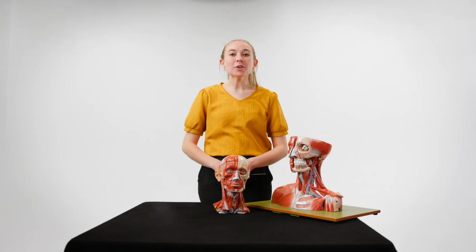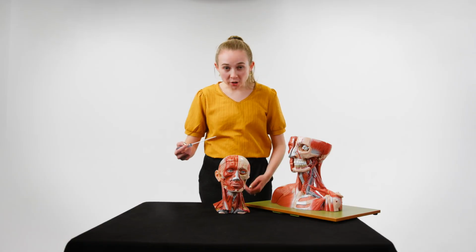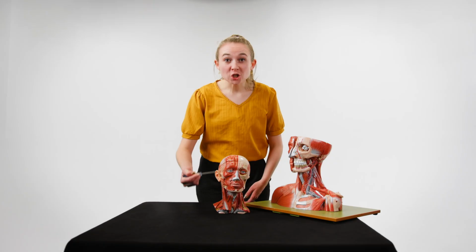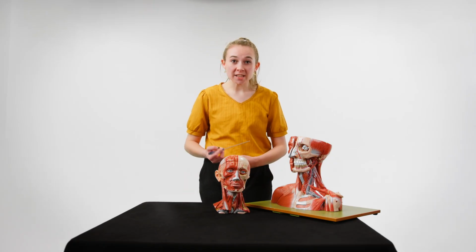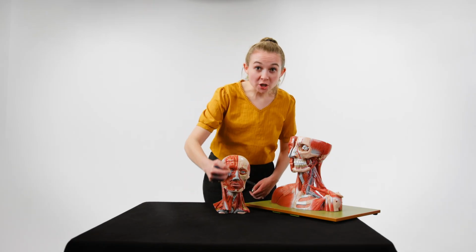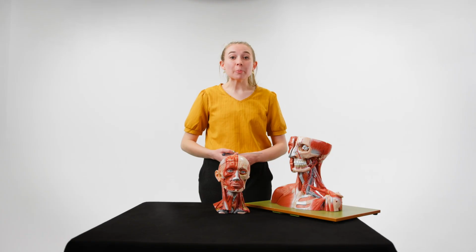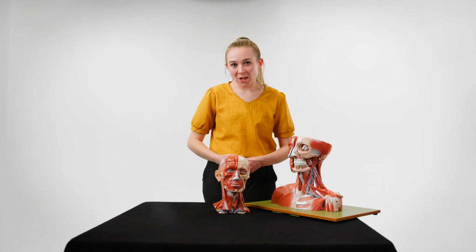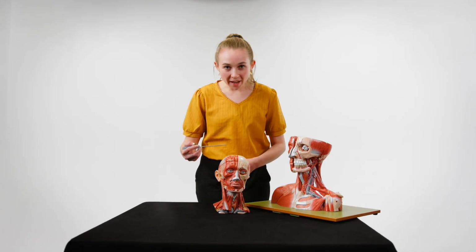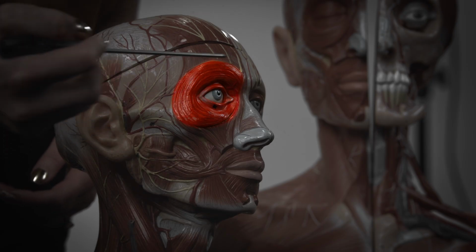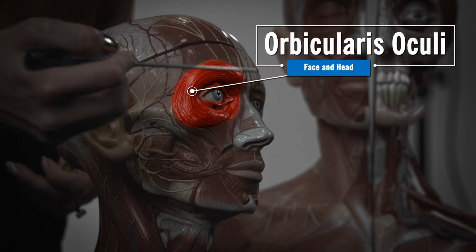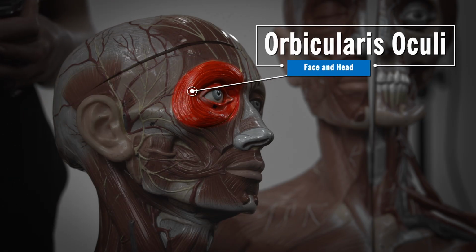In this video, we will cover the muscles of the face and head. Note, for this model, this half of the face shows the more superficial muscles, and this half of the face shows the muscles that are deep or underneath those muscles. So, to start, we have a large muscle around our eyes, which is the orbicularis oculi.